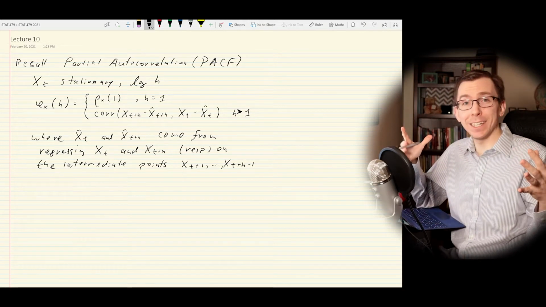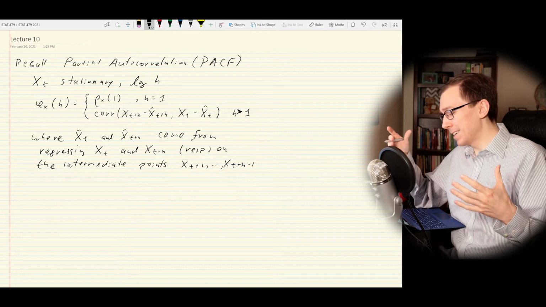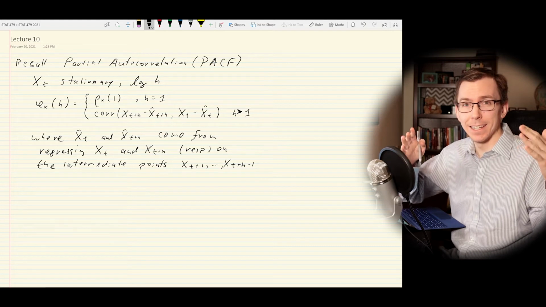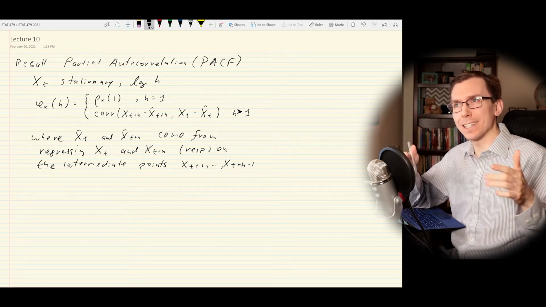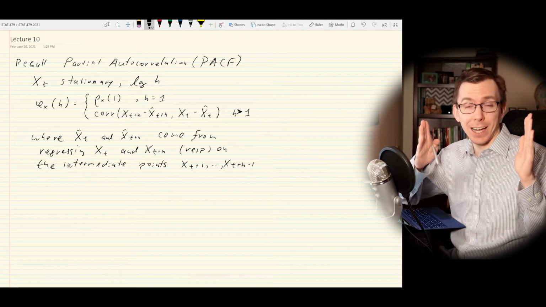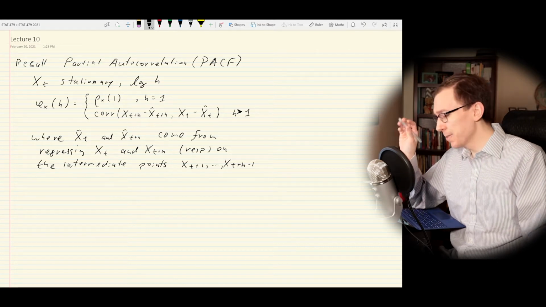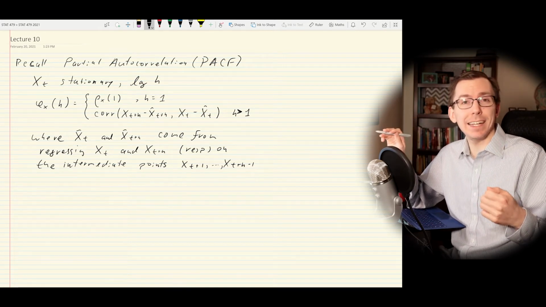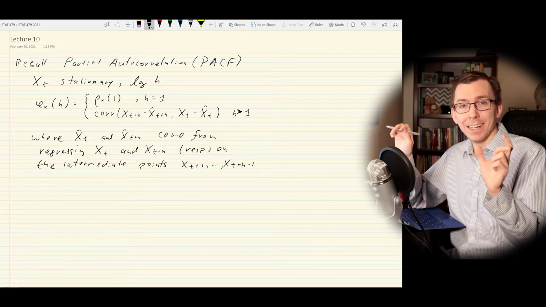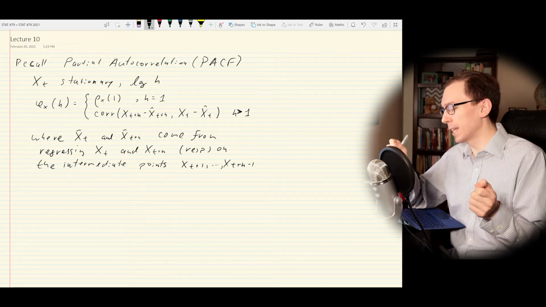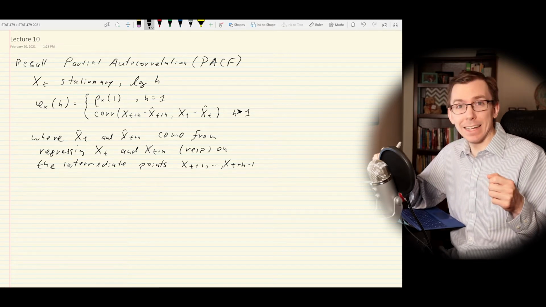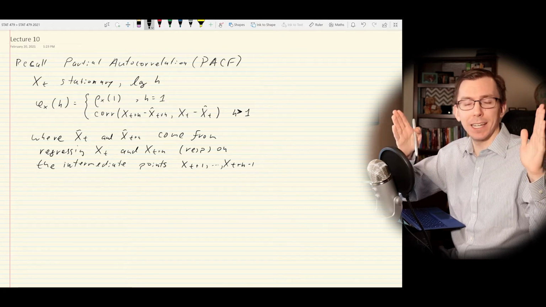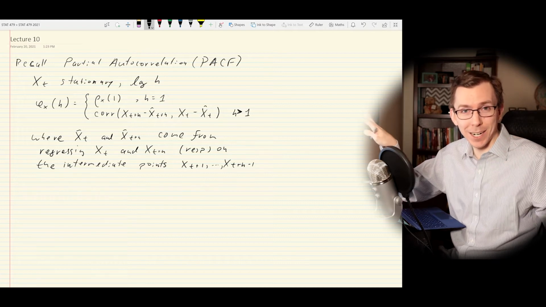So again, what we're doing here is we're trying to understand the relationship between X_{t+h} and X_t. That is, we're looking at how the series is correlated with itself h time points apart, at a lag of h. But when we're looking at partial autocorrelation, we're going to take into account all of those intermediate points. So what that means is that if the partial autocorrelation is equal to 0, it means that time points t and t+h are only related through their intermediate points. Otherwise, they don't talk to each other, right?